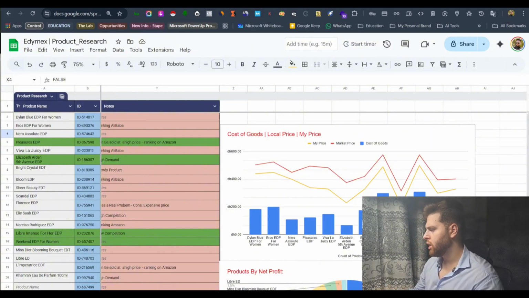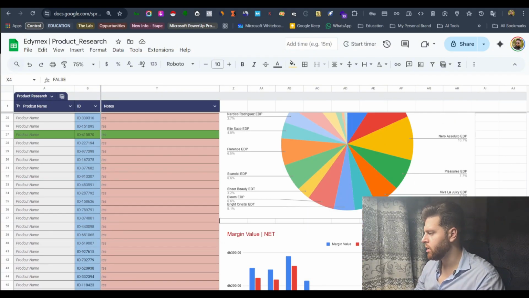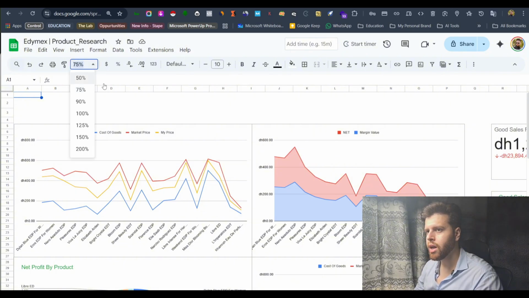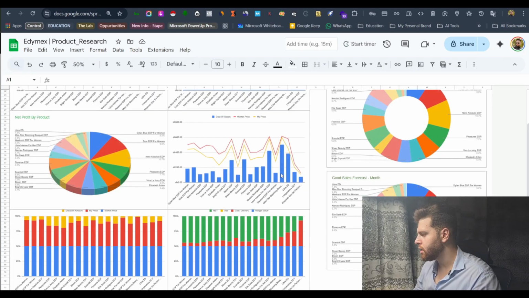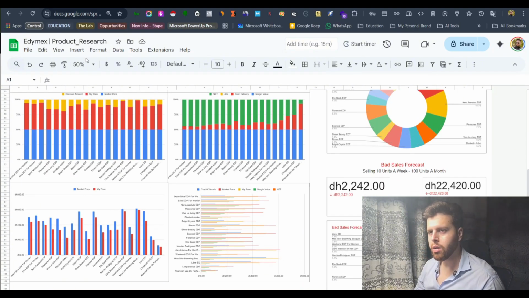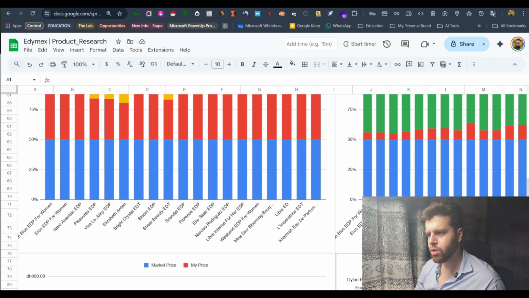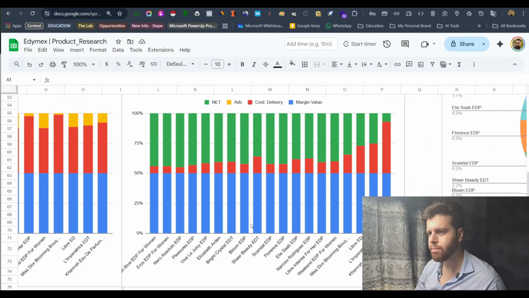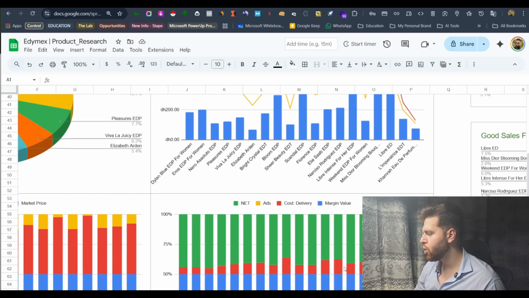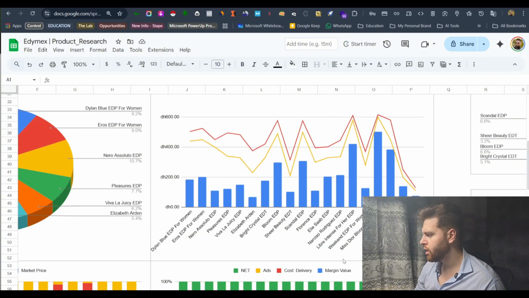Always the yellow chart should be lower, so it means that you're selling at a lower price. And then you can get here the margin value versus the net, and you can switch over to analytics where you can get all the analytics that you need, every single one of them. You can check here the cost of goods versus market price, my price, margin value, and net profit, your expenses, the ads, cost of delivery, margin value. As you can see, cost of delivery and net have a big proportion here, so it's a healthy product.